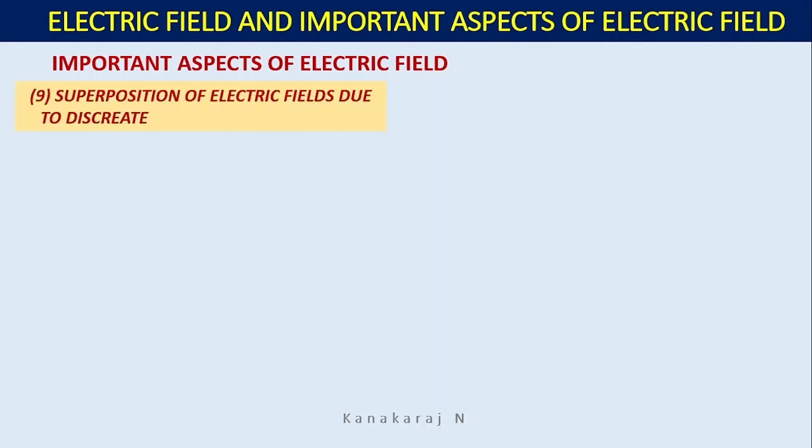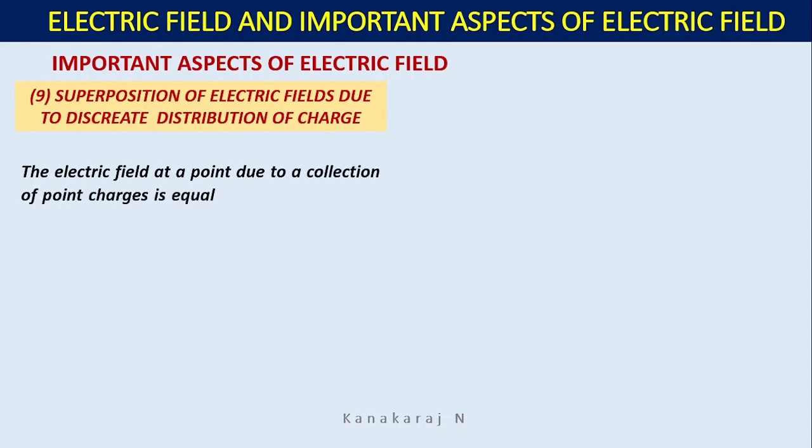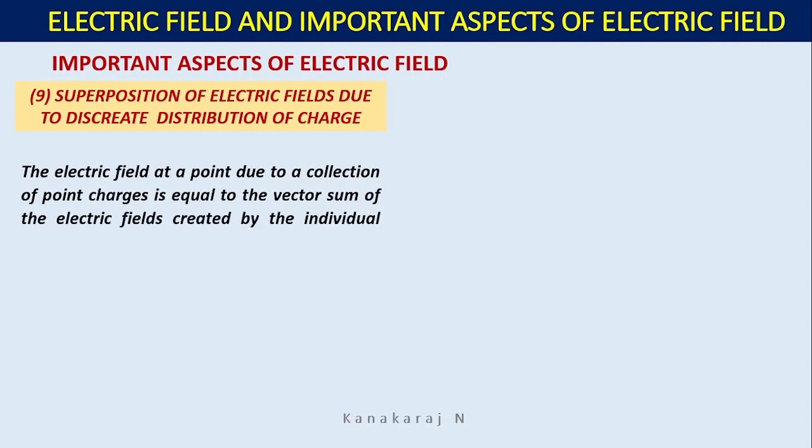Superposition of electric fields due to discrete distribution of charges. The electric field at a point due to a collection of point charges is equal to the vector sum of the electric fields created by the individual point charges. So we can say that E vector equals E1 vector plus E2 vector plus dot dot dot up to En vector. So E net vector equals summation of i, from 1 to n, Ei vector.